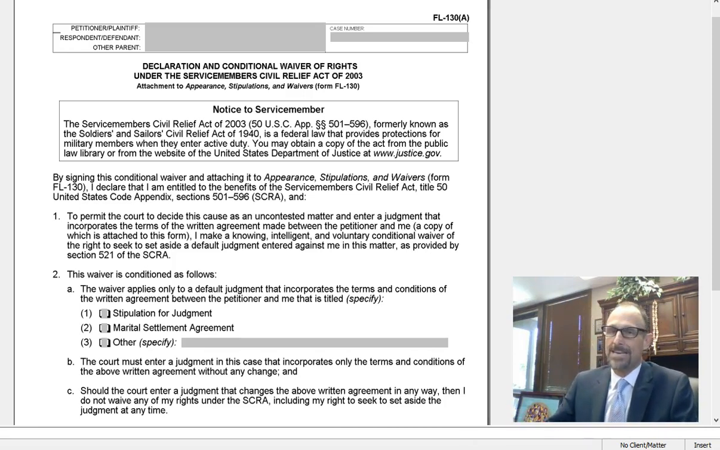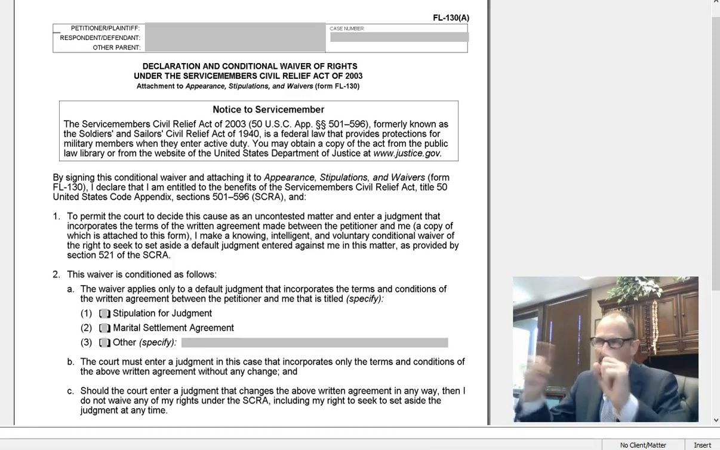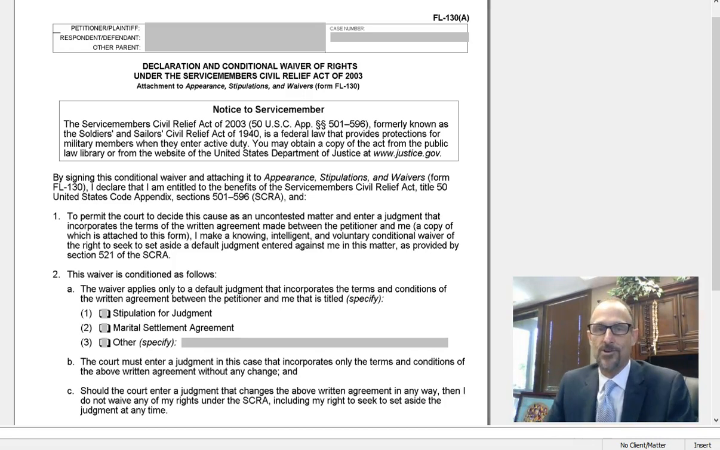So it's maintaining your rights at the same time it's saying I'm conditionally waiving my rights so I can get this divorce done, but if anything goes awry, you still maintain your rights. It's really good protection for active service members.